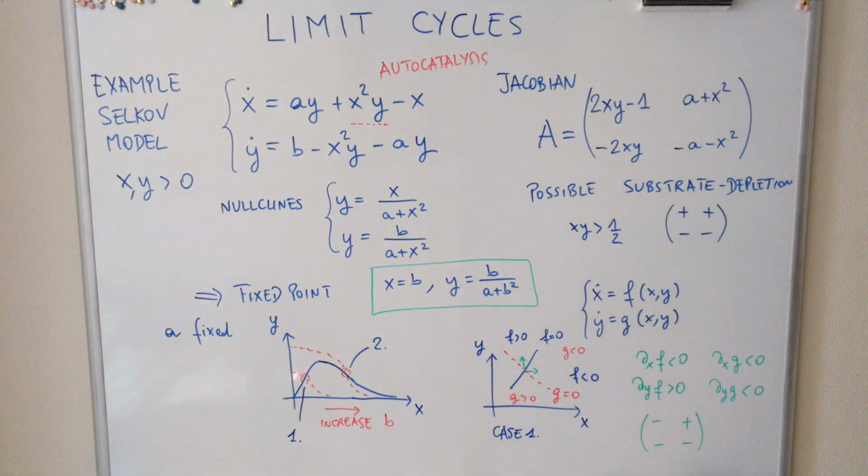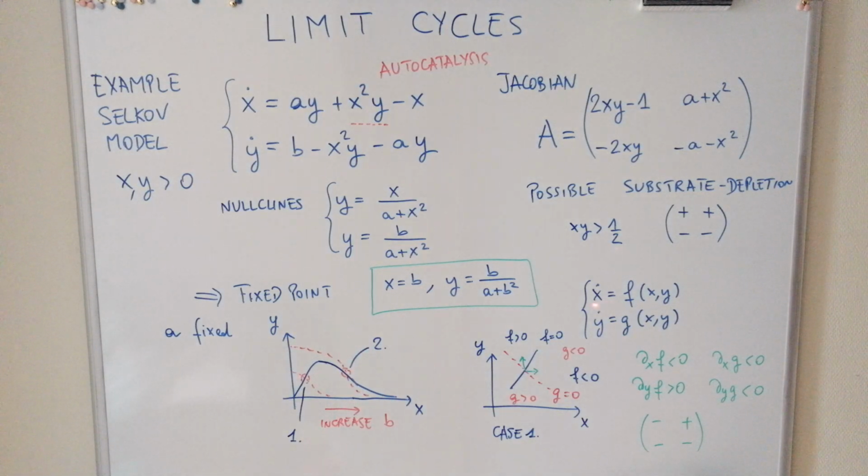This is our fixed point. So this fixed point moves as I change b from this point further up and here. Okay, so where is the Hopf bifurcation taking place?